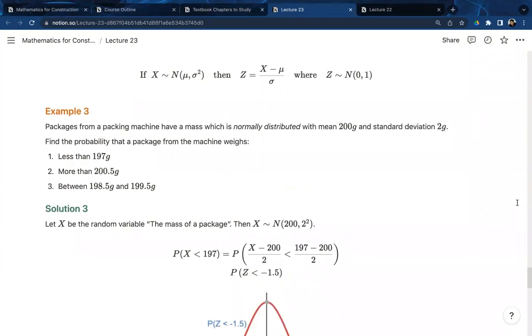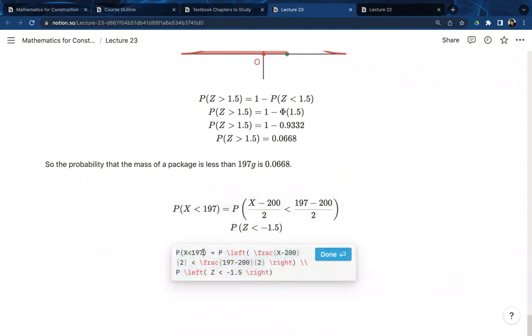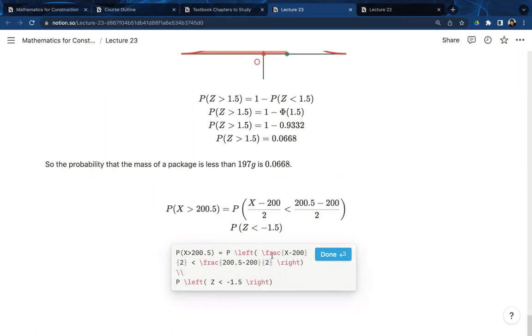Okay, so the second part, what's the probability that the mass of our package is more than 200.5? So come down here, and the probability X is more than 200.5, right? The same thing again, we standardize it. You always subtract the mean and divide by the standard deviation. But it's more than this time. That's what I want, so let's change the sign here to more than.